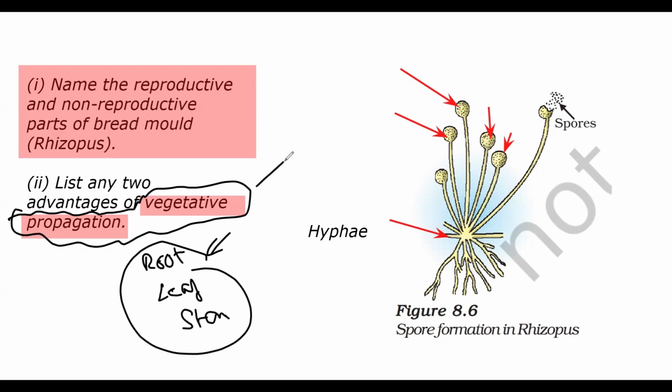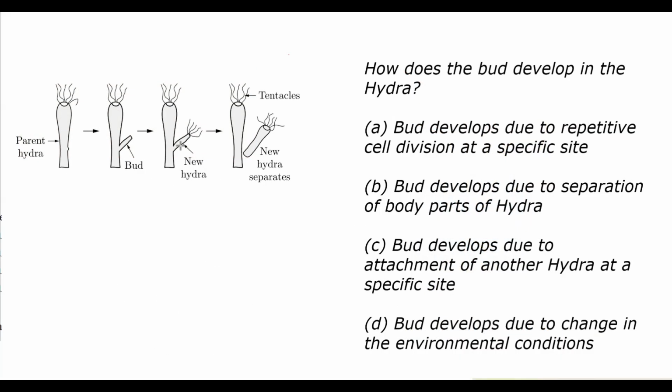The other advantage is that plants grown through vegetative propagation start to bear fruits and flowers much earlier than those grown through seeds. So these are the three important advantages.